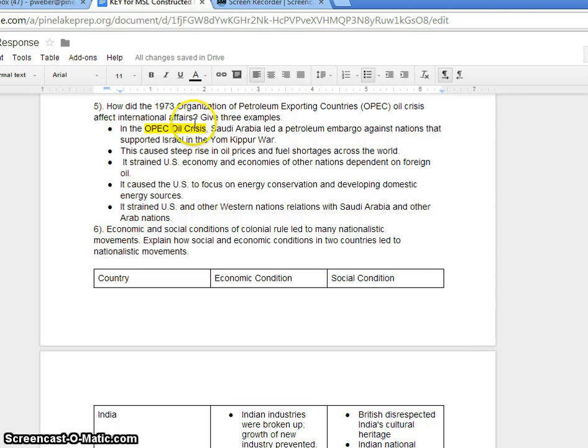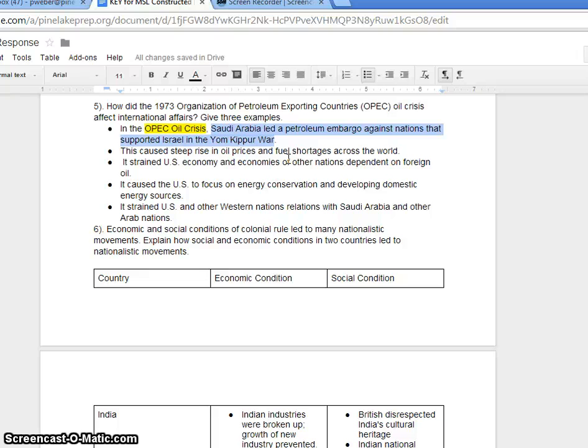Number 5. This was right off of our last test. How did the 1973 OPEC oil crisis affect international affairs? Now, before I go into the effects, let me talk to you about what it was. So Saudi Arabia led an embargo against nations that supported Israel in the Yom Kippur War. Now, an embargo means that they wouldn't sell oil to countries that supported Israel, including the United States.